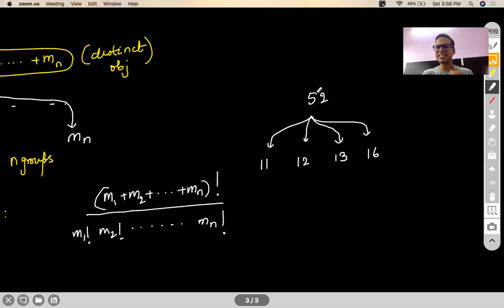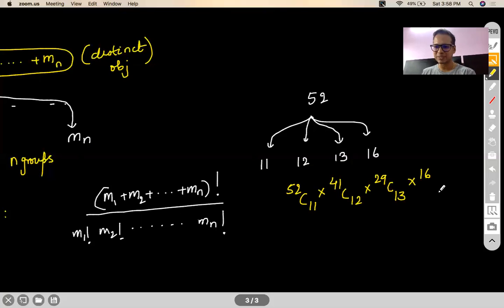You're not calling the 11 card group to be someone's, or giving it to some person. You're just segregating it. While playing a game, you segregate the cards, no? So let's say you make 4 segregations out of it. One having 11, other having 12, other having 13. So the answer to this, if you go by your common sense approach, will be 52C11, then 41C12, then 29C13, and then 16C16, which is actually a 1.